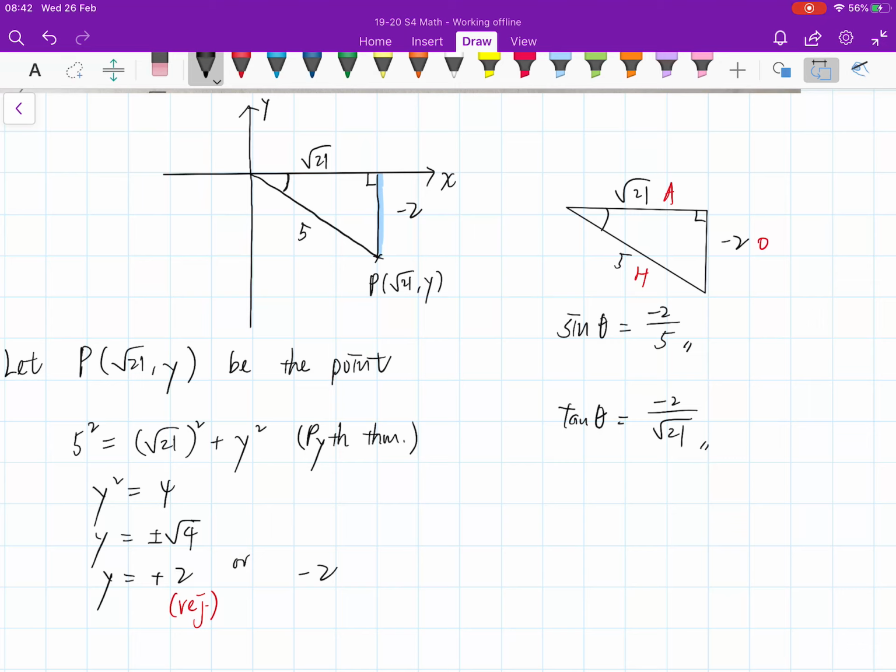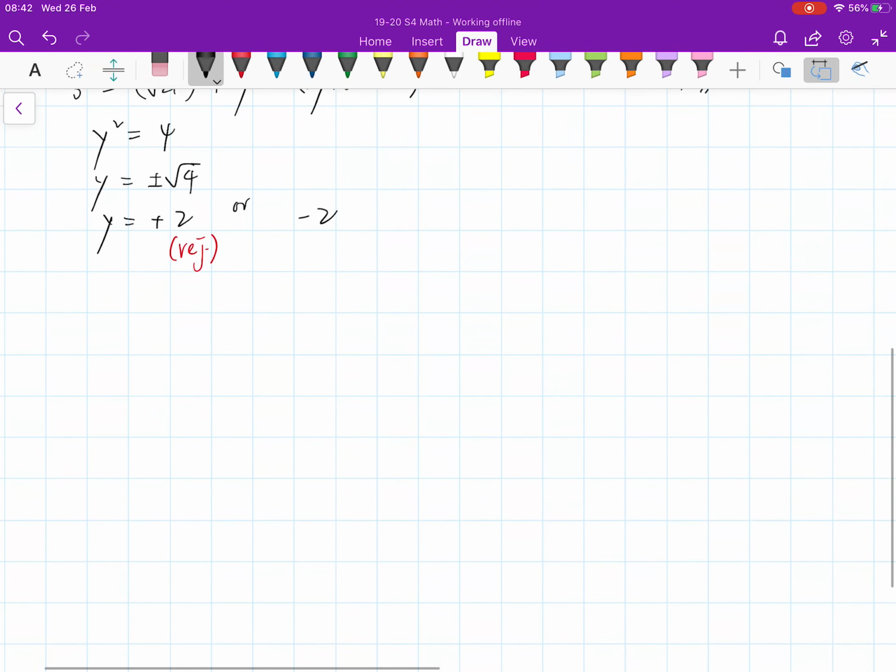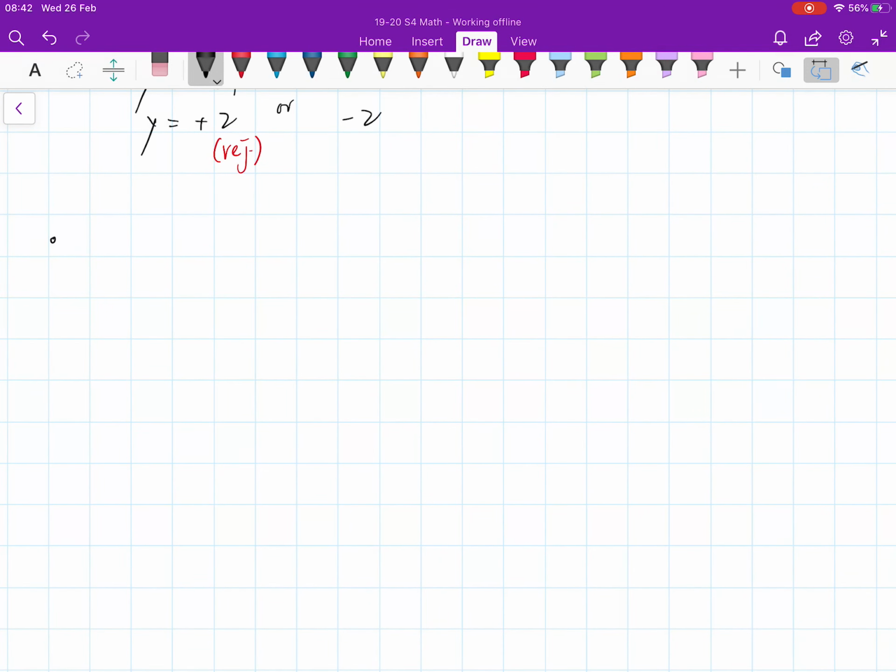Okay, and this is the answer of question 15. So for the remaining time, please help me finish today's homework, which is exercise 10A, questions 14, 16, 30, and 32.